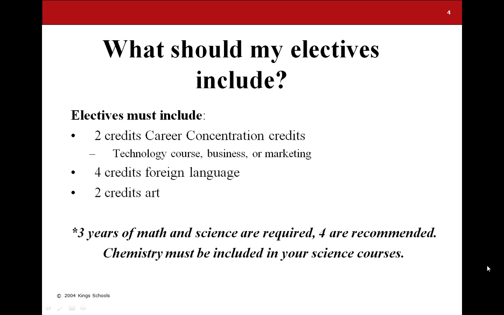2 credits of a fine or performing art, and 3 years, which is 6 credits, of math and science are required for graduation. We highly recommend, though, that you take 4 of each, as colleges around the country are looking for strong academic candidates who include additional math and science in their course selection. Keep also in mind that chemistry must be included as one of your science classes before graduation.